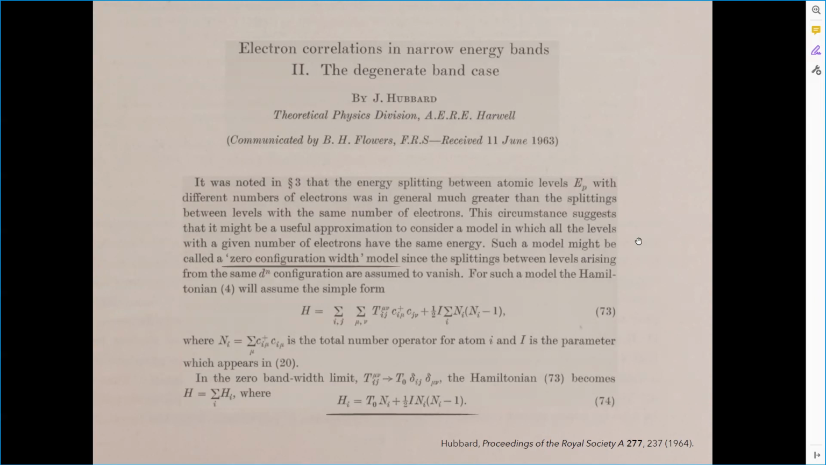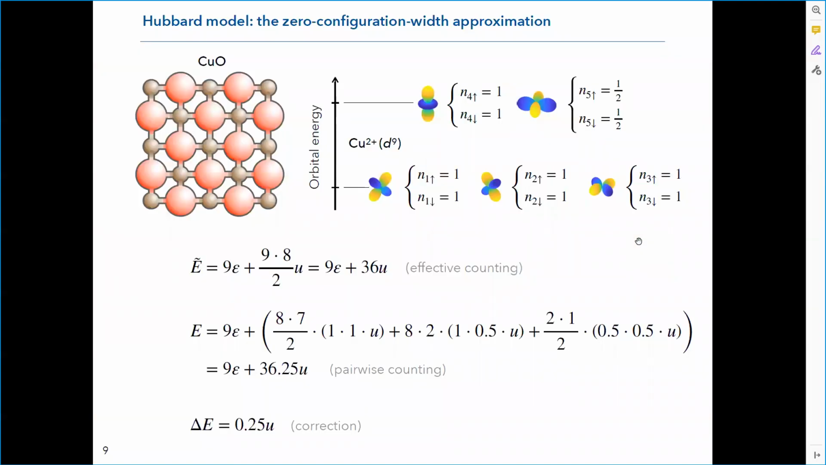And the outcome of this model is essentially a Hamiltonian that is written like this, and that is reminiscent of the expression that you have seen yesterday. So to explain the model, I take here the simple example of copper oxide. So I have some copper 2+ in a d9 electron configuration. And for the sake of illustration, I take here the simple case where 4 of the orbitals are fully occupied by spin up and spin down, and the last orbital is occupied by half spin up and half spin down.